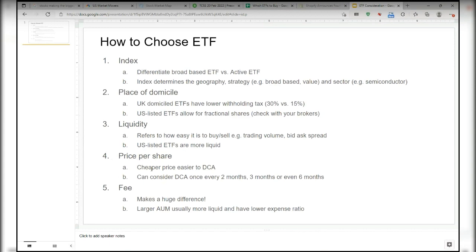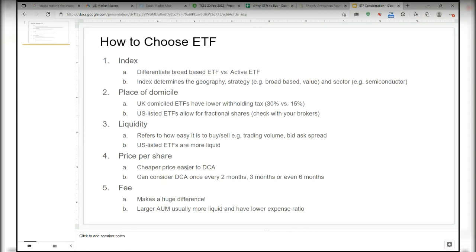Then the next one will be the price per share. I know some new investors want to do DCA, but they don't have, let's say, $1,000 or $2,000 to DCA every month, right? They can only buy, let's say, $200. So if the ETF price is more expensive than $200, let's say it's $400 or $500, they can't buy it every month. So that will be a problem, right?